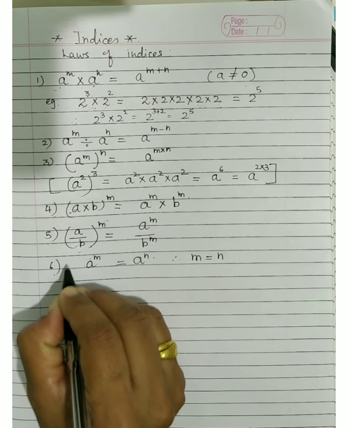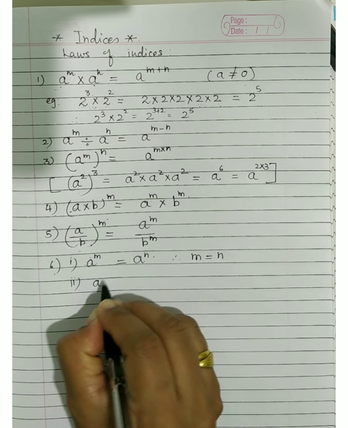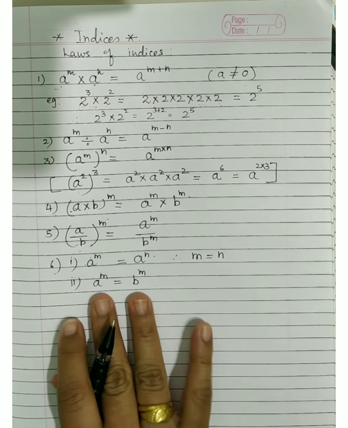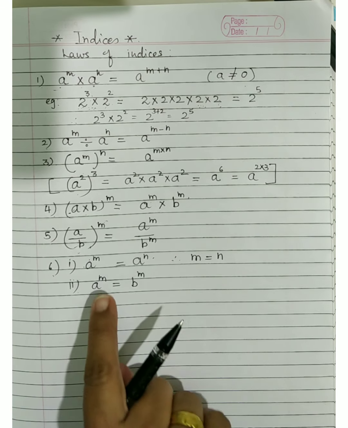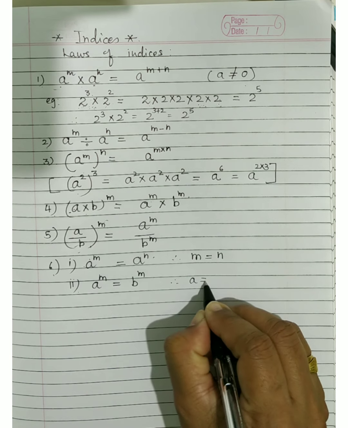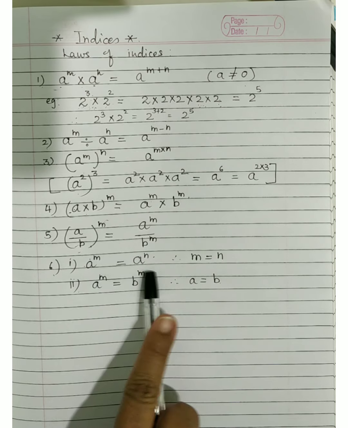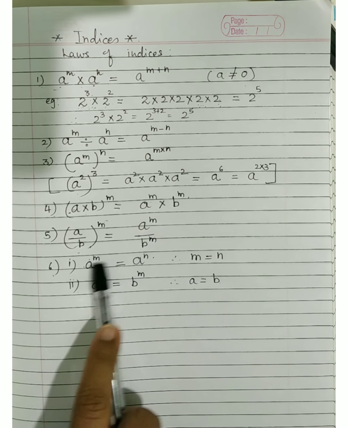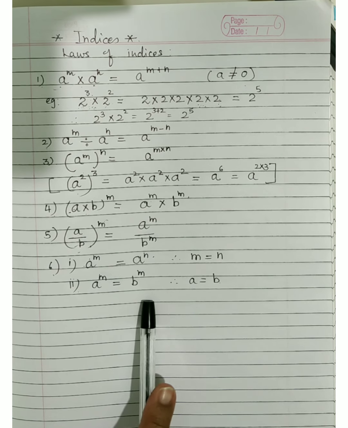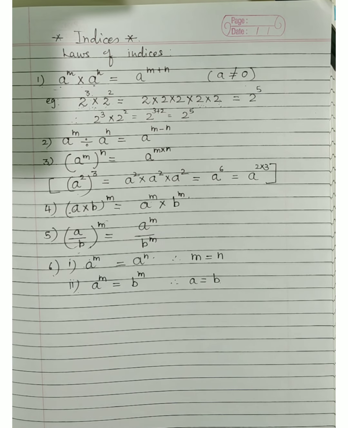The opposite way also we can have: a raised to m is also equal to b raised to m. The bases look different but the indices are same. So this is also going to happen only if a is equal to b. So if the bases are same, the indices must also be same. And again, if the indices are same, definitely the bases will also be equal.